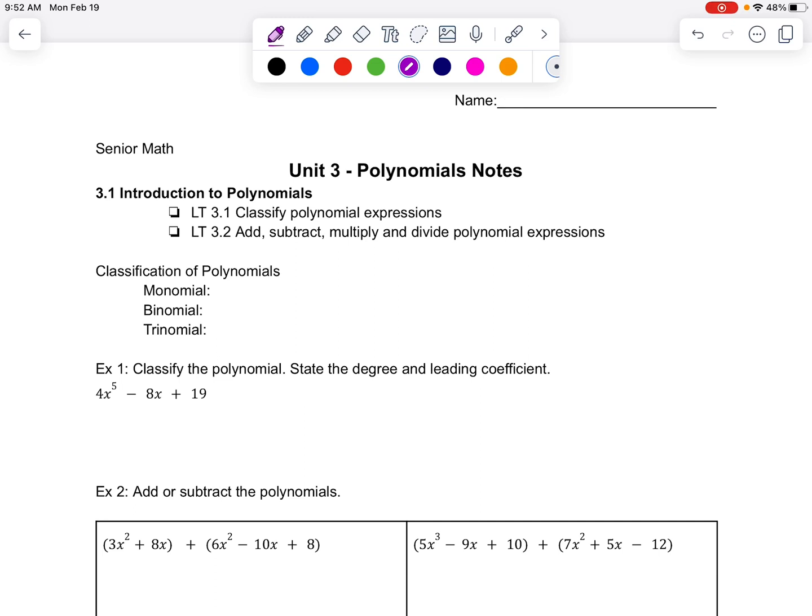polynomial expressions. That last learning target, we're actually going to break down into a couple different days, just because there's a lot there. We're going to be looking at the add and subtract today. Multiply will be its own, and then divide will be its own day as well, just because those last two can get a little sketchy, and this was probably your first time dividing polynomials, so we need to take some time on that one.